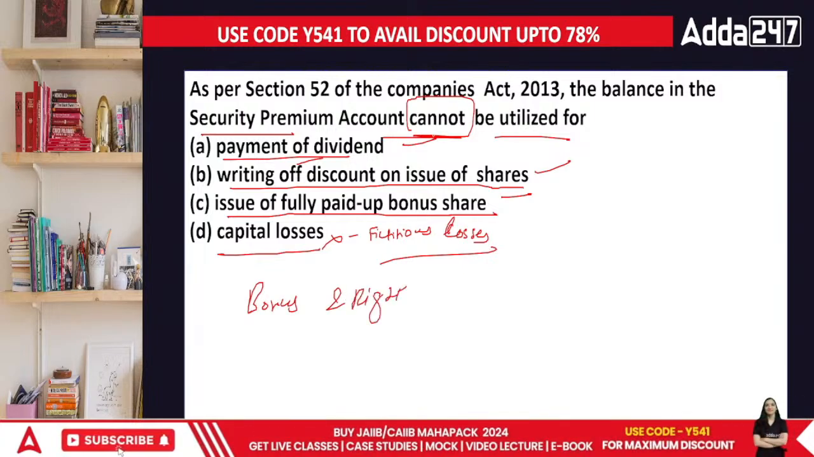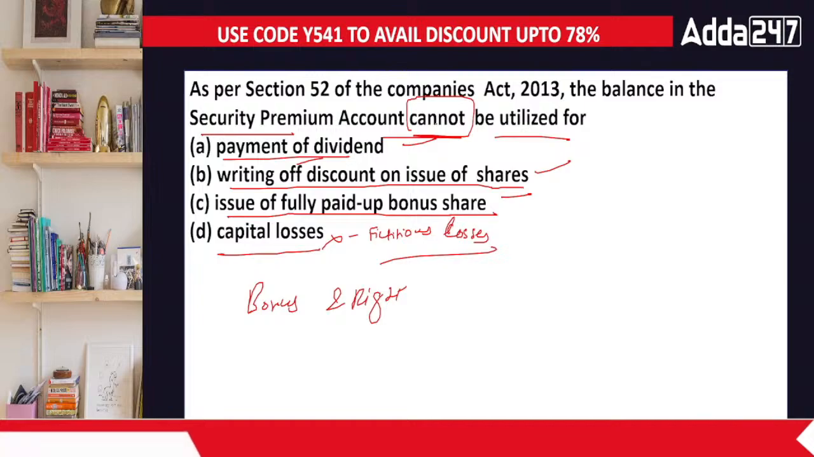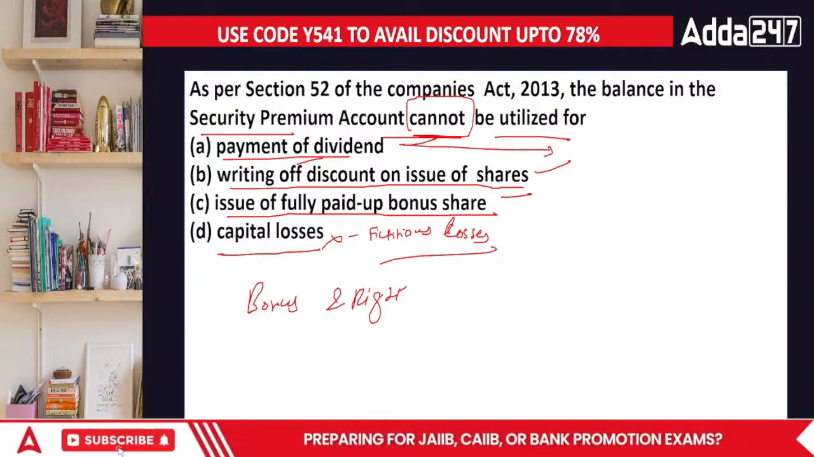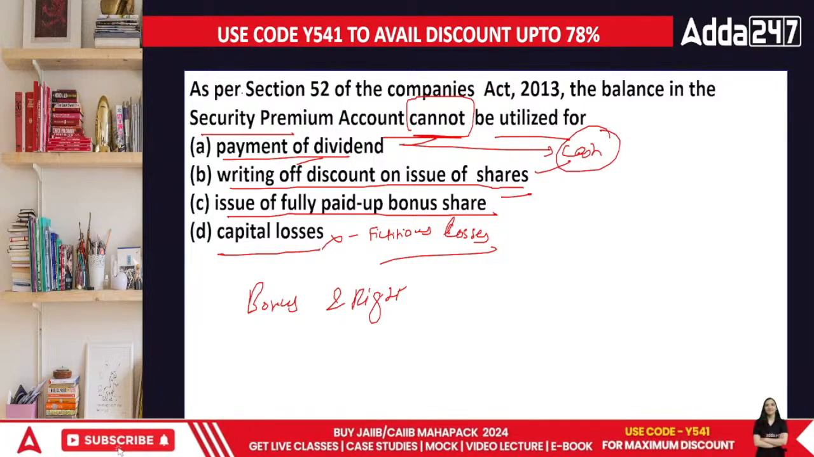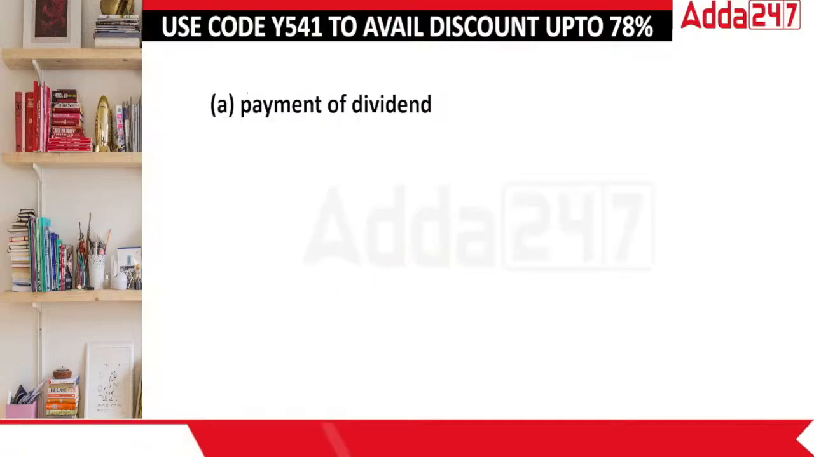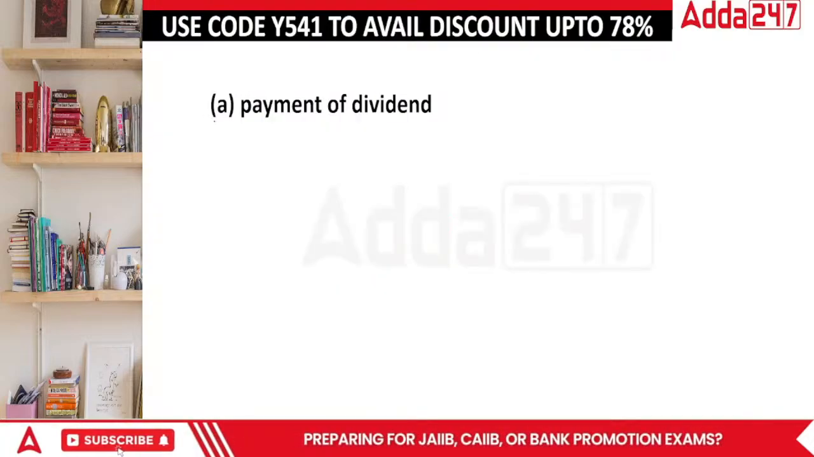Basically there's another rule of dividend which I missed out. Dividend can be paid only in case you receive it in cash. SPR, once received earlier, cannot be used for the payment of dividend, but it can be used for capital losses. So the correct answer is actually payment of dividend.